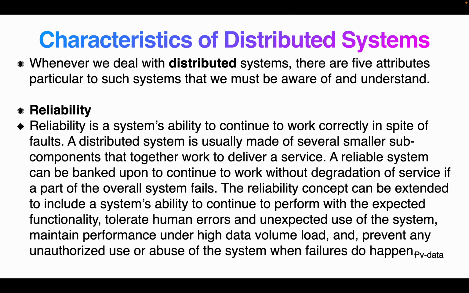So let's talk about reliability. Whenever we deal with a distributed system, there are 5 characteristics particular to such a system that we must be aware of and understand. The first one is reliability. Reliability is a system's ability to continue to work correctly in spite of faults. A distributed system is usually made of several smaller subcomponents that together work to deliver a service. A reliable system can be relied upon to continue to work without degradation of service. So reliable means it continues to work, it should not stop.